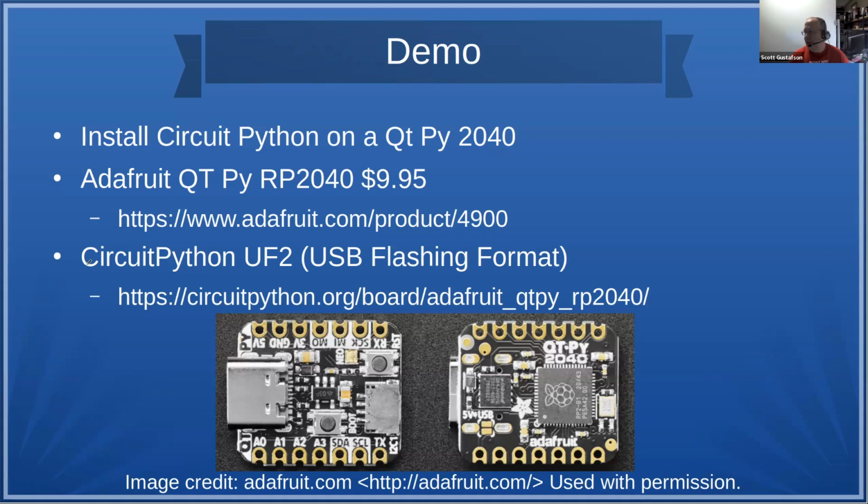All right, so these ones are $10, these CutePy 2040s. I really like them because they're super tiny. Again, going from the standpoint of wanting to put this into a little tiny street light, or a little tiny traffic light for a game, I want it as tiny as possible.